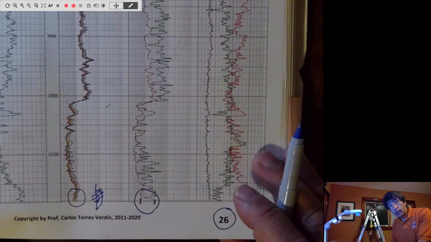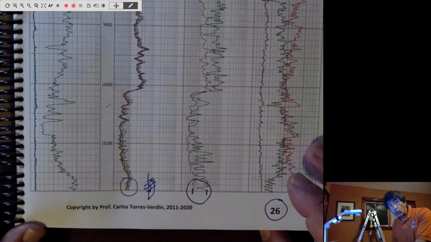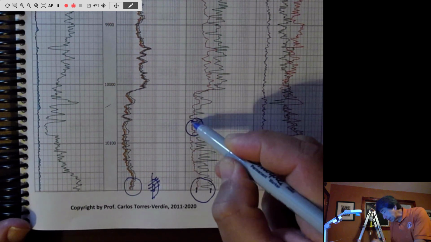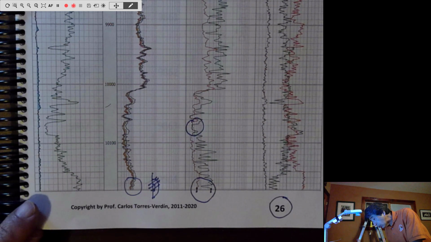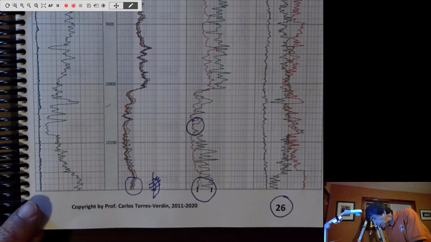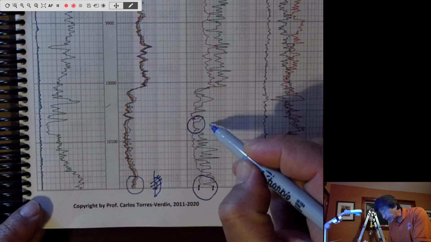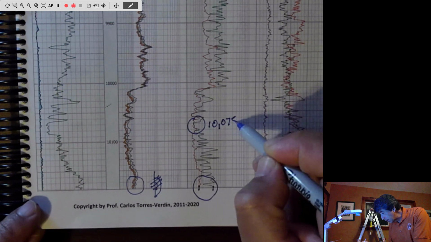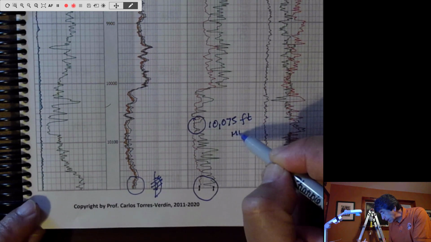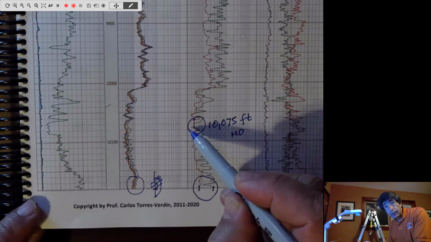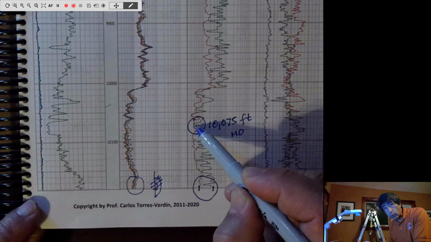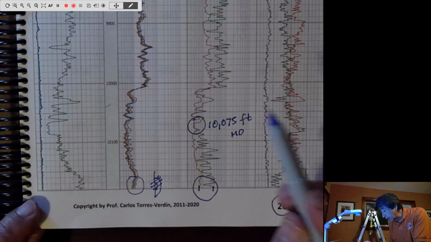But there are certain places that we see here that separation no longer exists. And to give you one example, it will be at this particular depth, which is 10,075 feet measured depth. At that point, we observe that both the neutron and density, the parallel and perpendicular to bedding plane resistivity, they overlap.